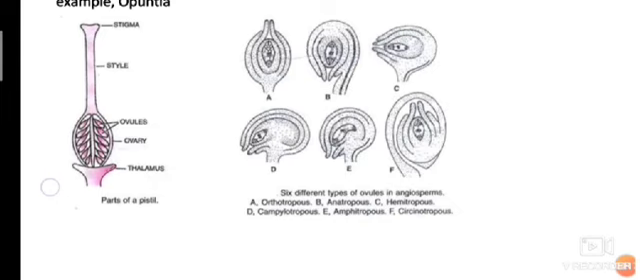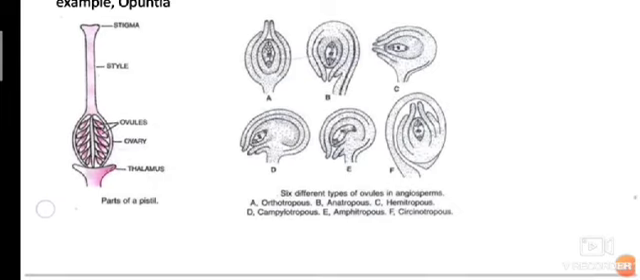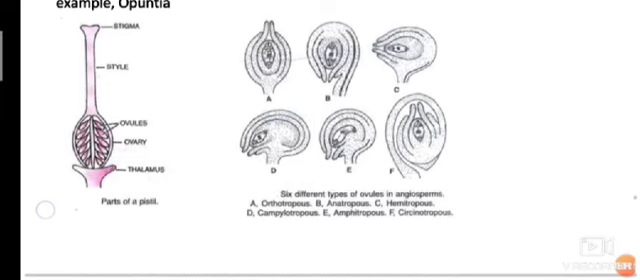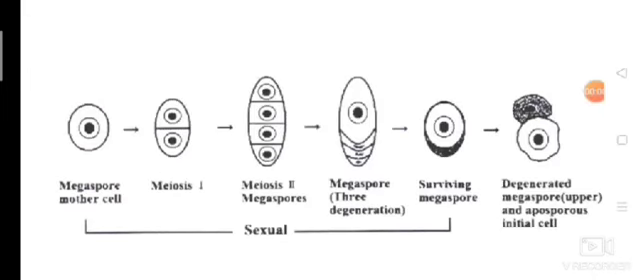See the picture. A. Orthotropous, B. Anatropous, C. Hemitropous, D. Campylotropous, E. Amphitropous, F. Circinotropous. See the picture.